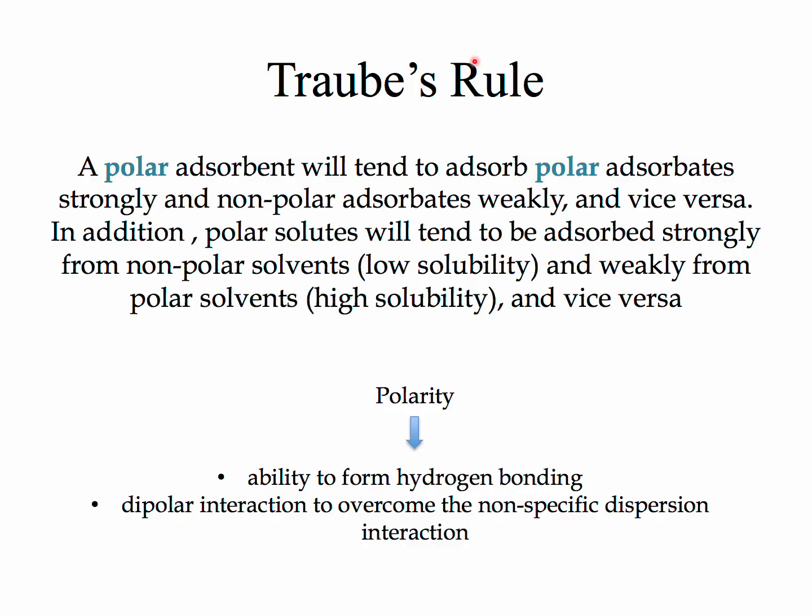This concept also applies to the role of the solvent. A polar solute will be strongly absorbed from a non-polar solvent because its solubility in that solvent is low. As a result, the solute tends to leave the solution and absorb onto the surface. On the other hand, when the solvent is polar, the solute becomes more soluble and remains in the bulk solution. Therefore, the extent of absorption decreases. This again highlights the importance of competition between the solute and the solvent for the absorption site.